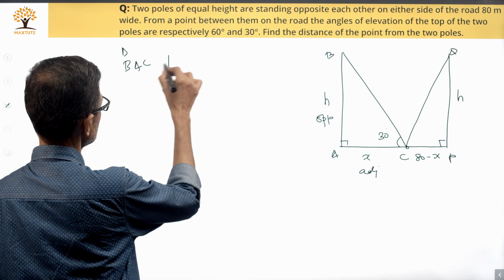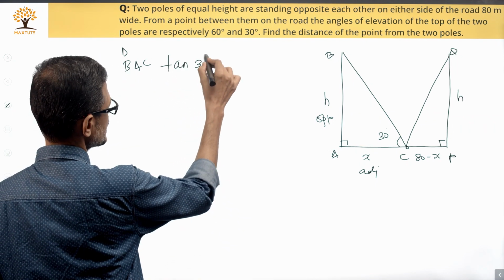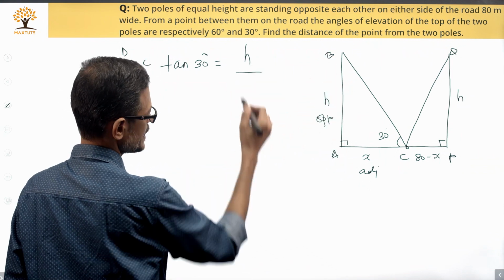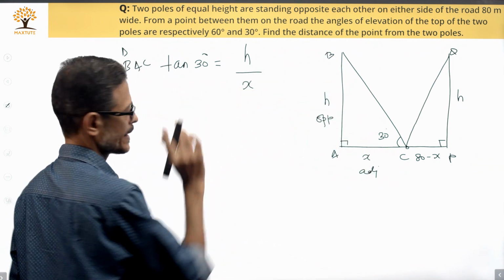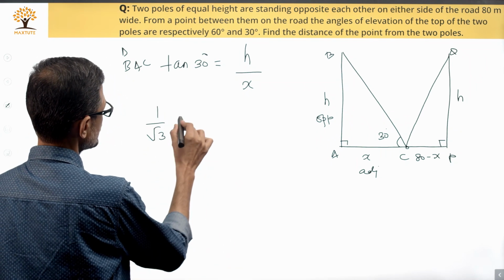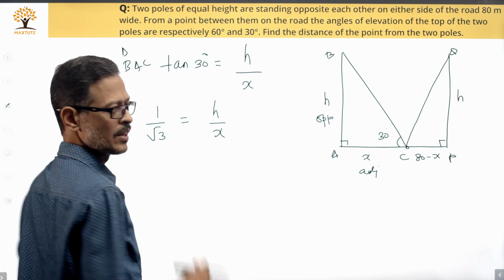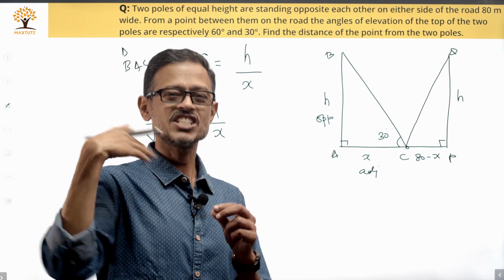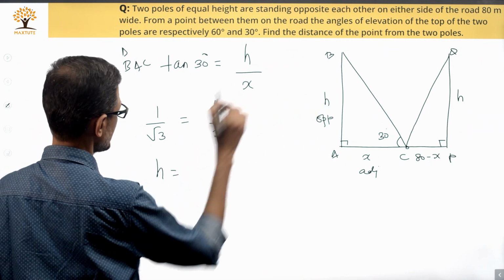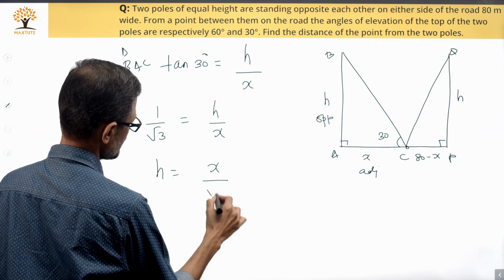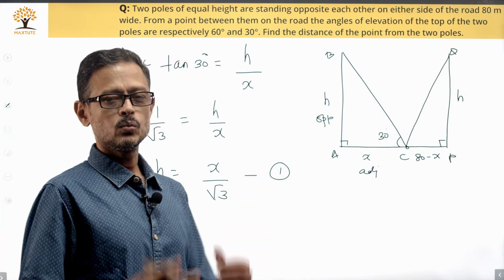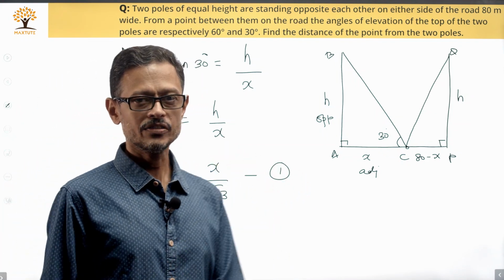So, in this triangle, tan of angle 30 degrees is equal to the opposite side h, which is AB, divided by the adjacent side AC, which is equal to x. Tan 30 degrees is equal to 1 upon root 3. This is equal to h by x. So, what I am going to do is write h in terms of x. So, height according to this particular triangle is going to be equal to x divided by root 3, cross multiplying. We will call it equation 1, one way of expressing height in terms of x.